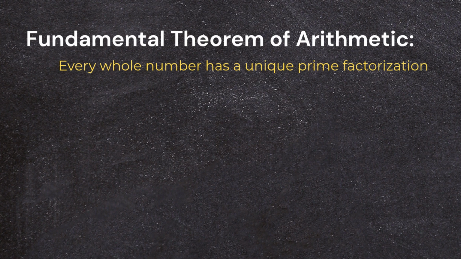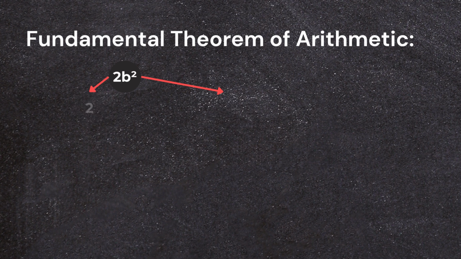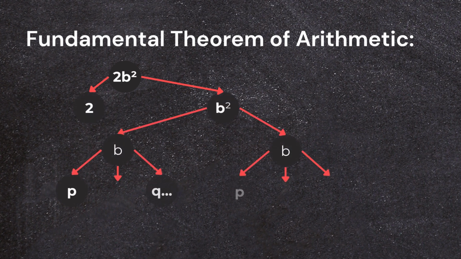That means any perfect square must have all its prime factors paired up. For example, 36 equals 2 times 2 times 3 times 3. Every prime factor appears an even number of times. But now look at 2b squared. Since b squared is a square, all the primes in b squared are paired.